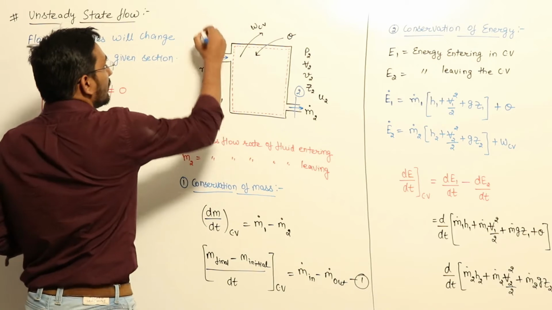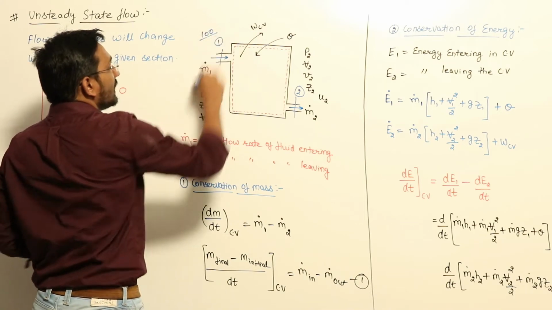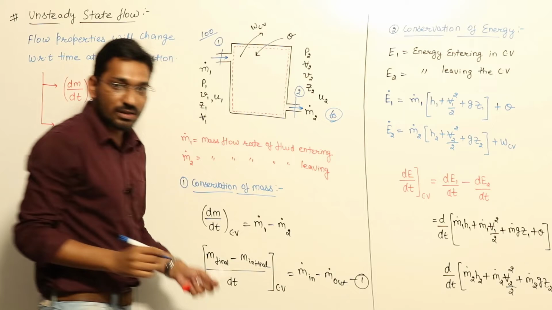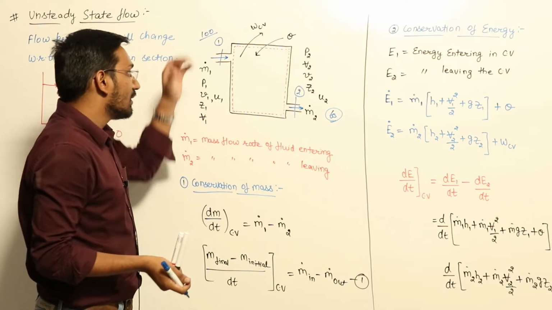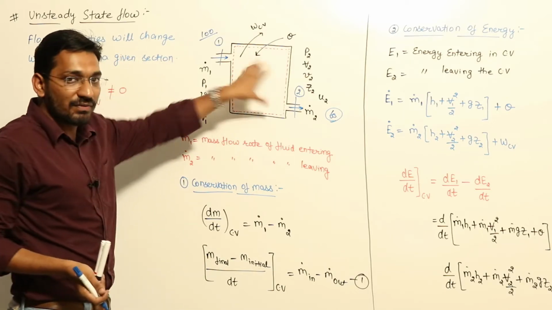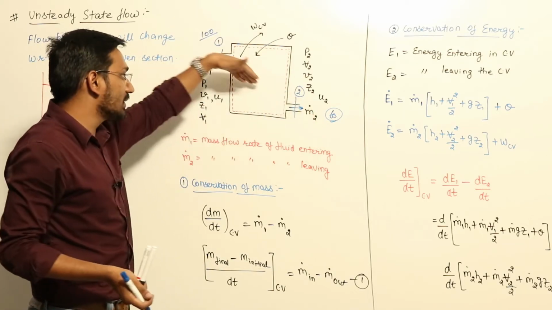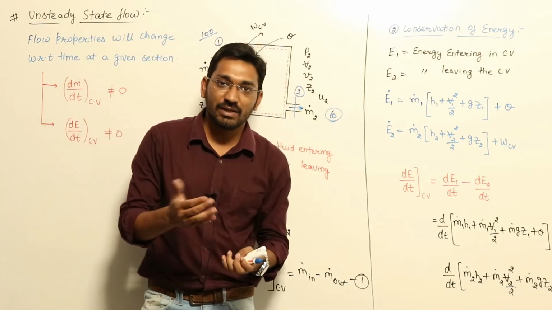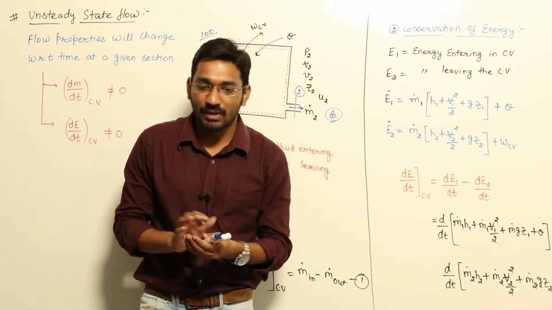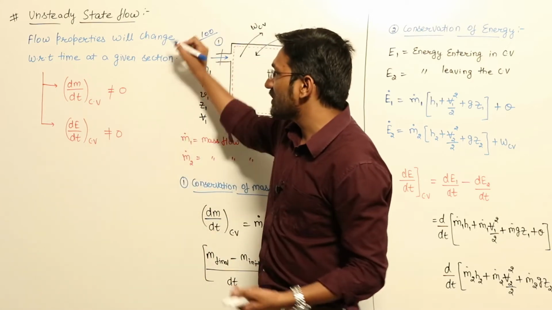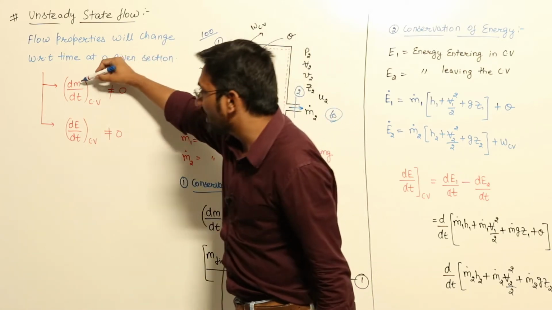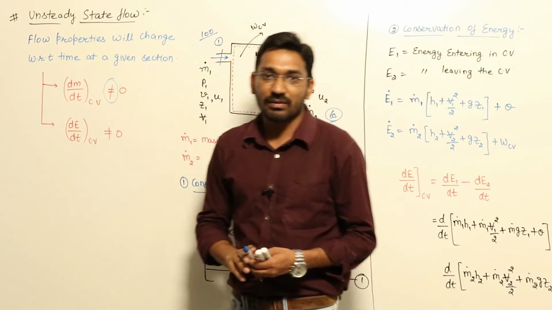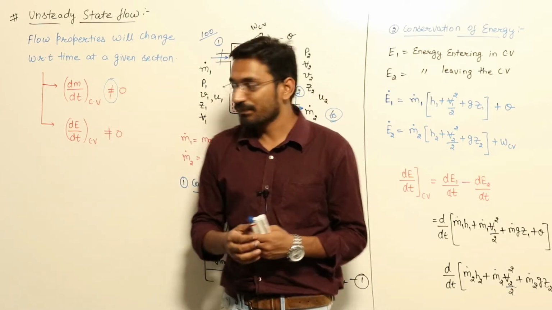Suppose 100 units of mass are coming in and 60 units of mass are going out. Then we can say that the rate of change of control volume mass will be 40. 100 is coming, 60 is going, the remaining is 40. So 40 is the rate of change of mass of the control volume. So in the case of unsteady state, dm/dt of the control volume is not equal to 0. It will have some value.